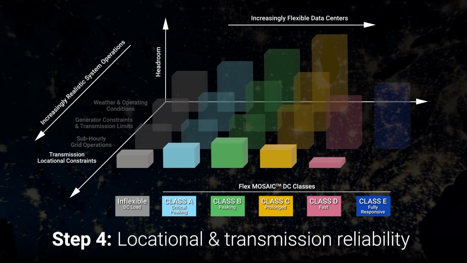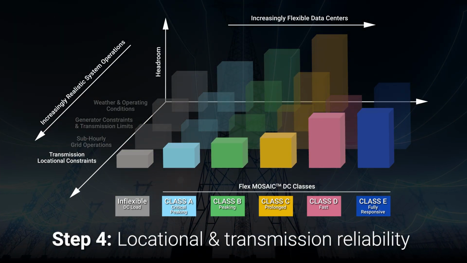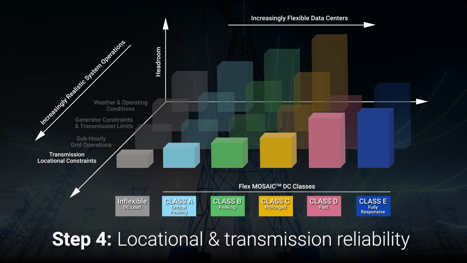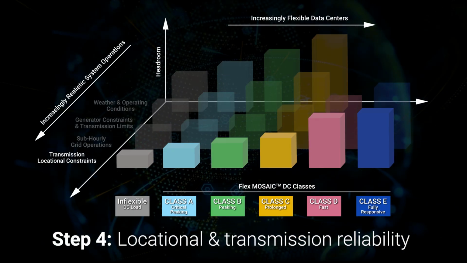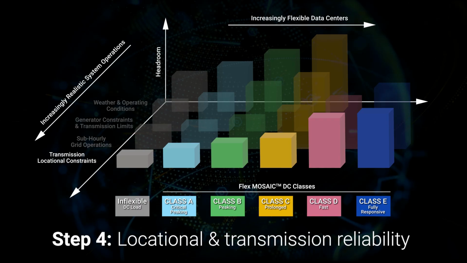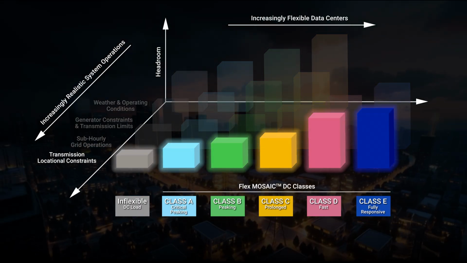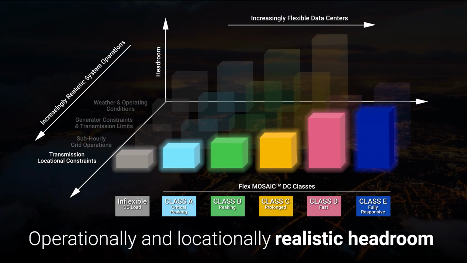Finally, power flow simulations test locational and transmission reliability, checking thermal limits, voltage performance, and contingency conditions. This step shows not just how much headroom exists, but where it can actually be used. Together, these steps provide the most operationally and locationally realistic view of system headroom.